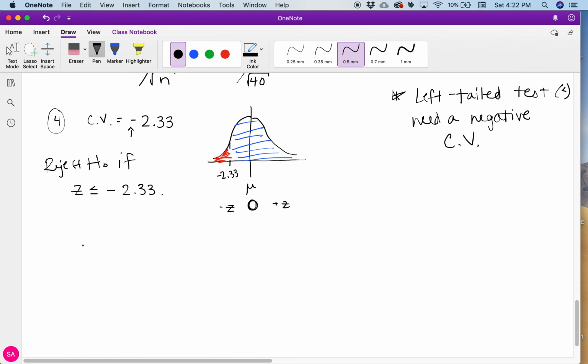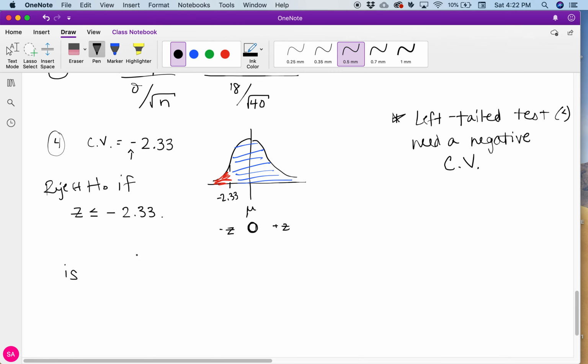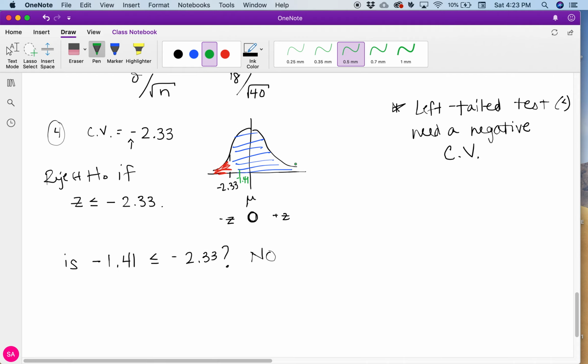And what was our z statistic? Negative 1.41. So is negative 1.41 less than or equal to negative 2.33? No, totally not, right? Negative 1.41 would live somewhere over here, in the blue region, aka the fail to reject region.